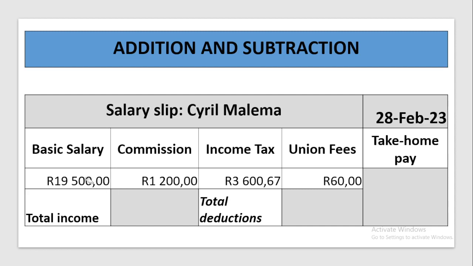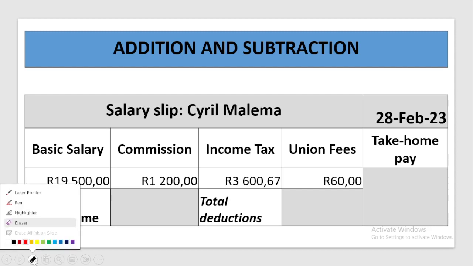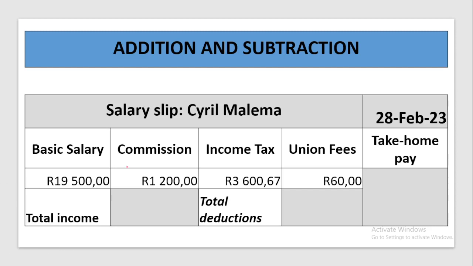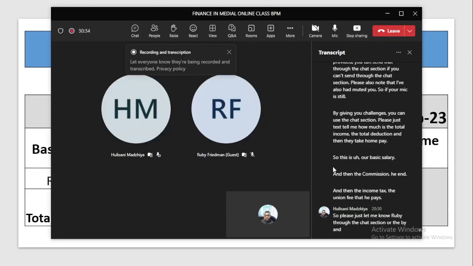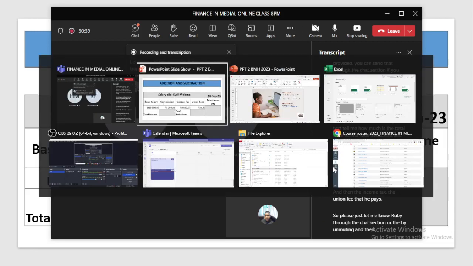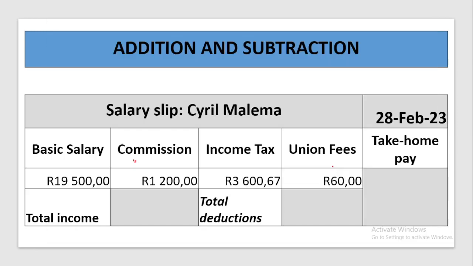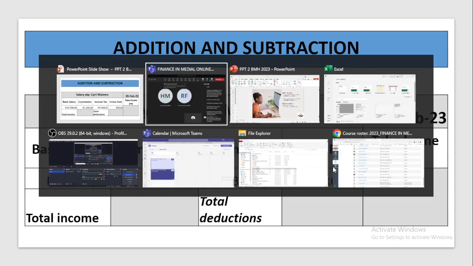So this is our basic salary, and then the commission he earned, and then the income tax and the union fee that he pays. So please just let me know, Ruby, through the chat section or by unmuting. Okay, so in terms of the total income, you're saying that the person will actually get to earn.